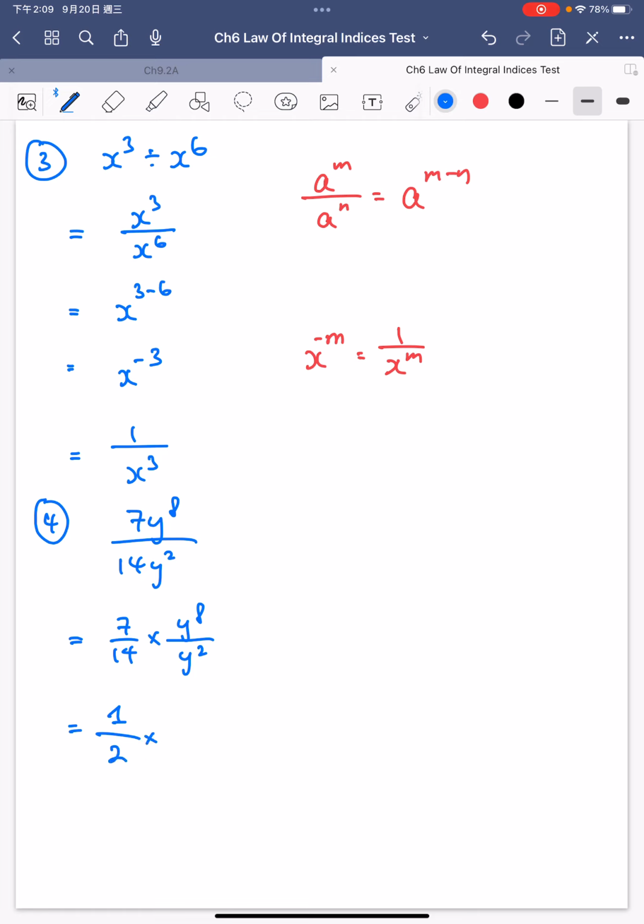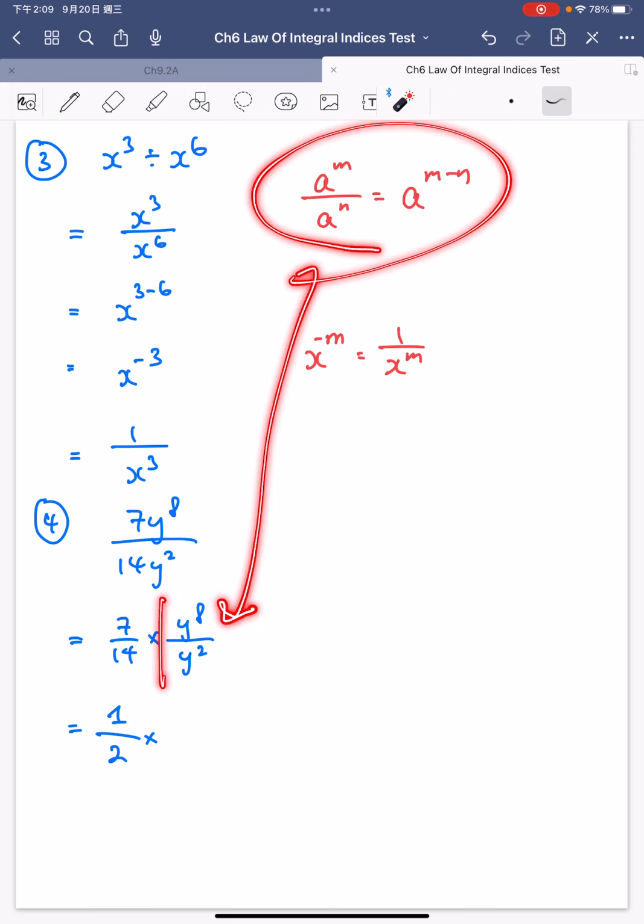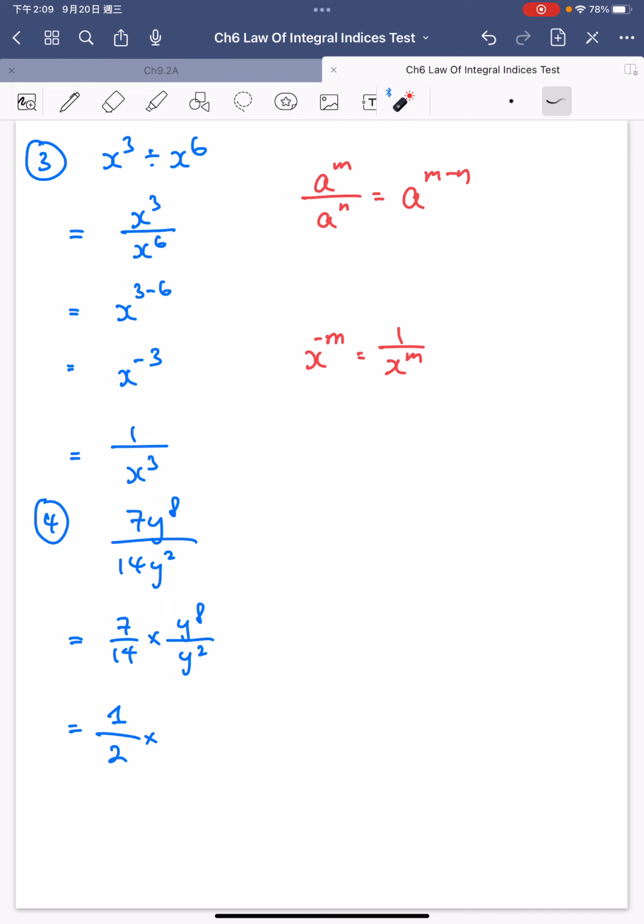For the right part, we have y to the power of 8 divided by y squared. We can use this formula again on this part. Then we have y to the power of 8 minus 2, so the answer should be y to the power of 6. We combine them together to get a half of y to the power of 6.